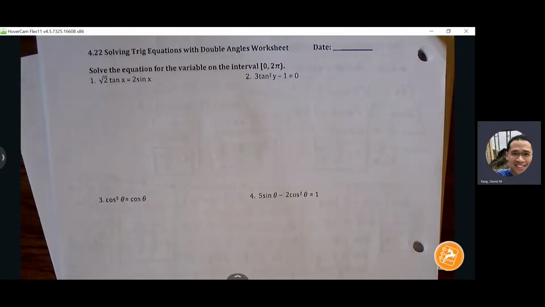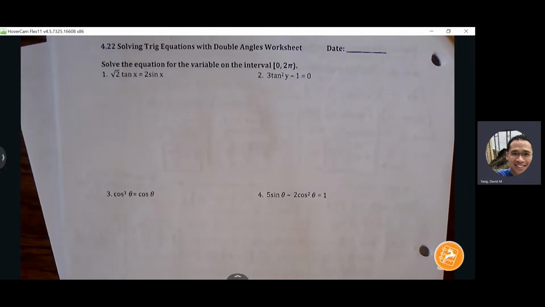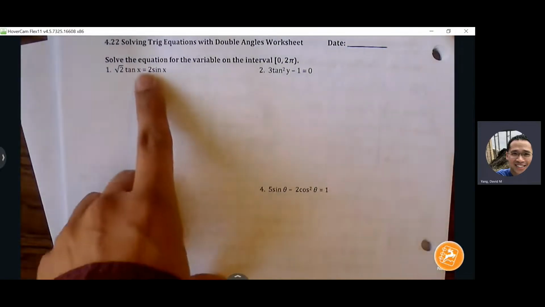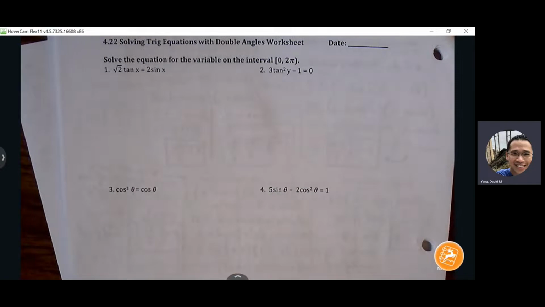Feel free to use the reference sheet on the back of your packet or the back of your calendar. You're going to see double angle identities that we can refer to, okay? All right, so number one, root 2 tan x equals 2 sine x.